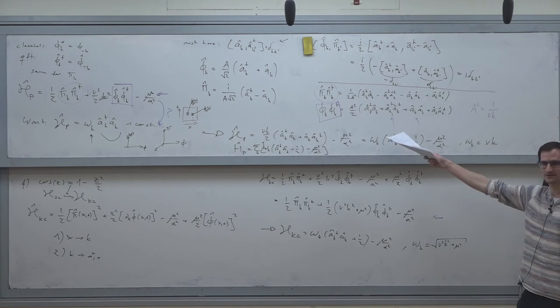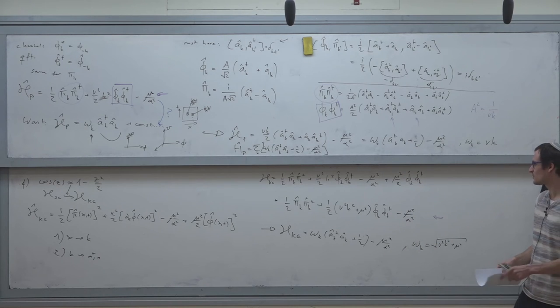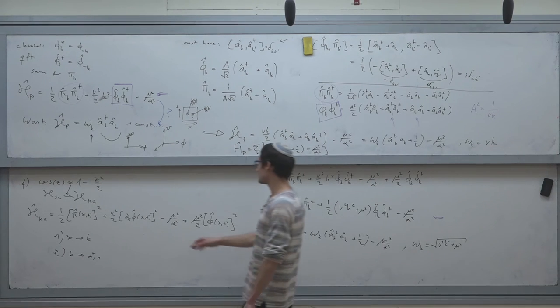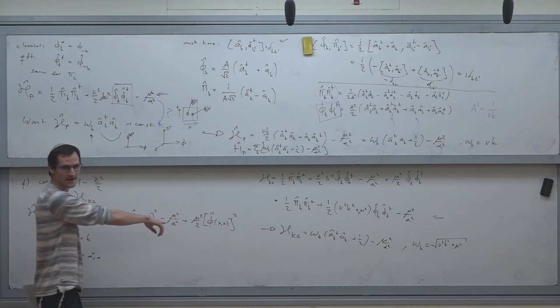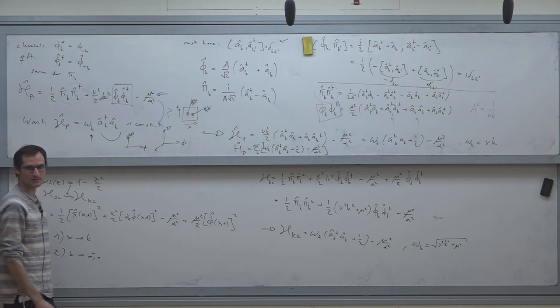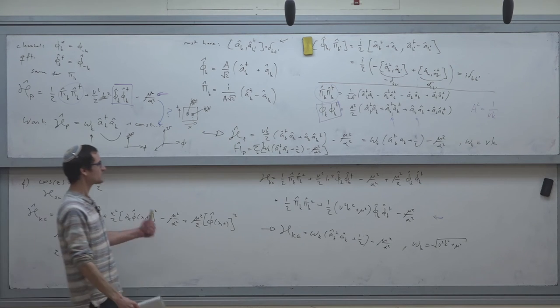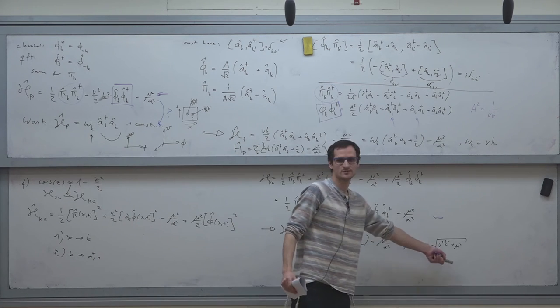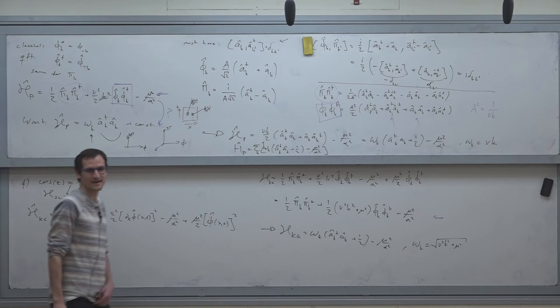So if you've done it once, you can do it now a million times, as long as you add terms in your Hamiltonian that are quadratic in phi. Add as many as you want. The only thing that will be different is that the coefficients of these quadratic terms will enter your dispersion relation. That's the only thing that's going to happen.